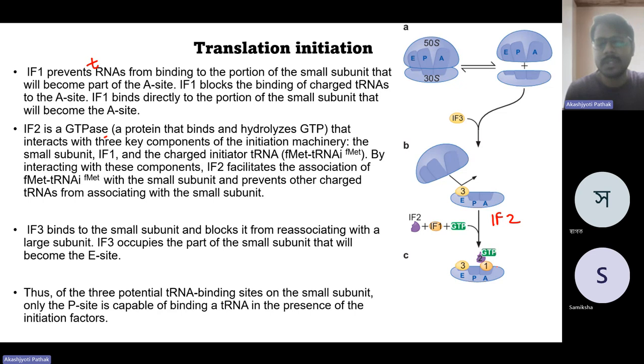So in the first step, what happened? Only the small subunit is present, and in the small subunit, the charged initiator tRNA will bind at the P site. And who is helping in GTP? Okay, now IF3 binds.